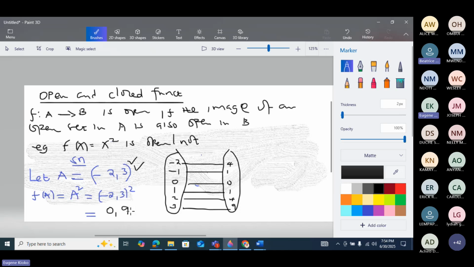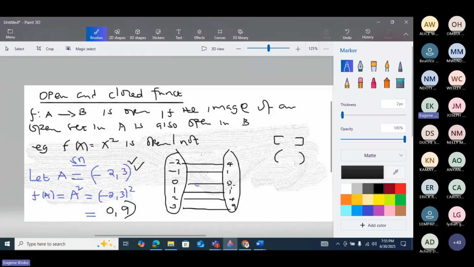9 came from 3 squared. 9 came from 3. Was 3 part of this set? No. So 3 was not part of this set, and therefore the image will also not be part of that set. Because 3 was on the boundary, then 9 will also be on the boundary.